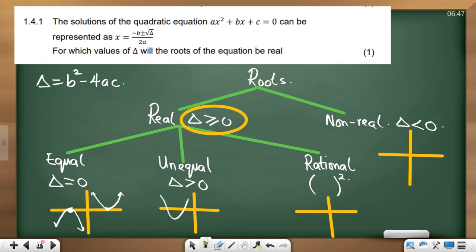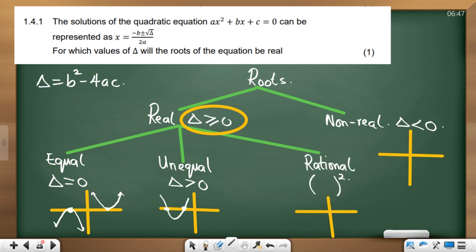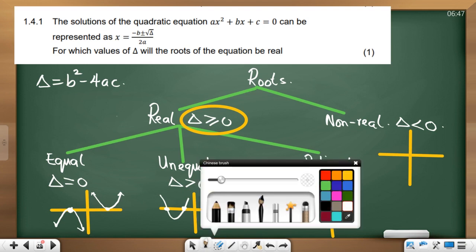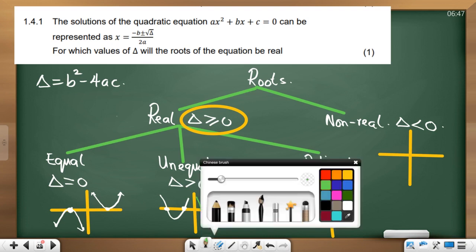Unequal roots. It doesn't matter. I could have that. 2 different points. All right, it will touch the x-axis at 2 different points. It could be both negative, it could be both positive. It doesn't matter, but as long as we have 2 points of intersection. It could be one positive and one negative.